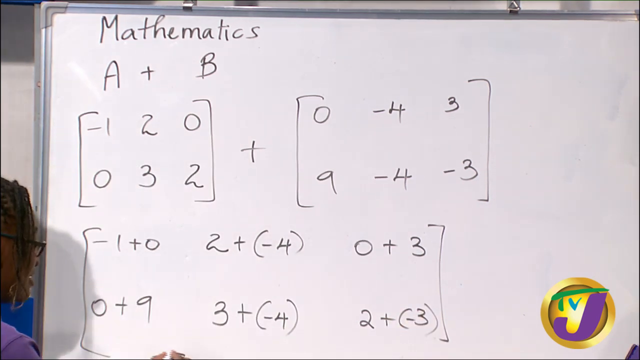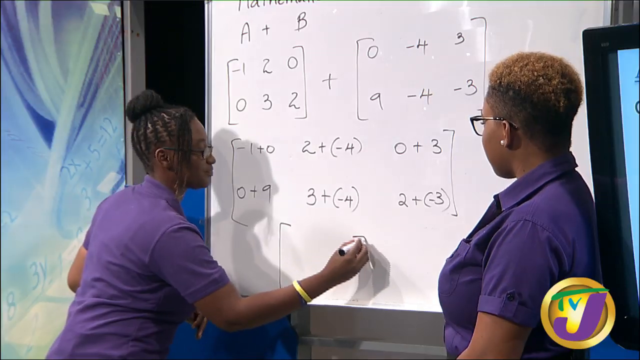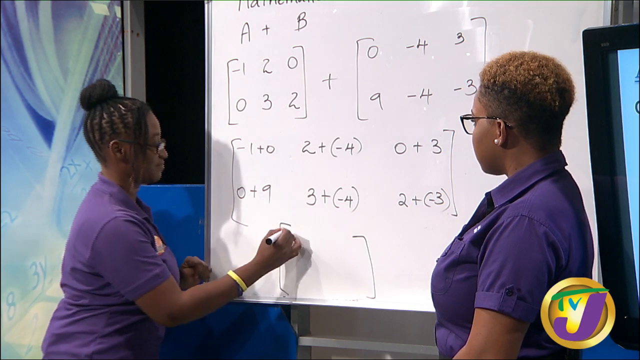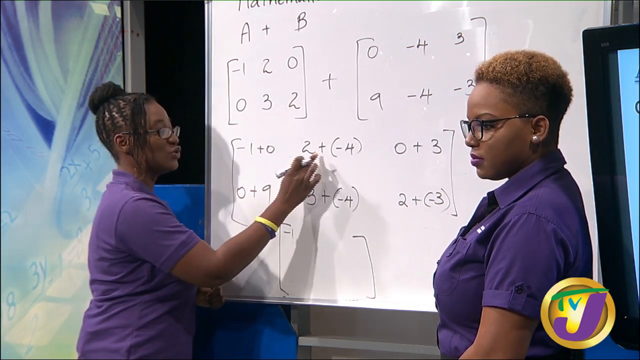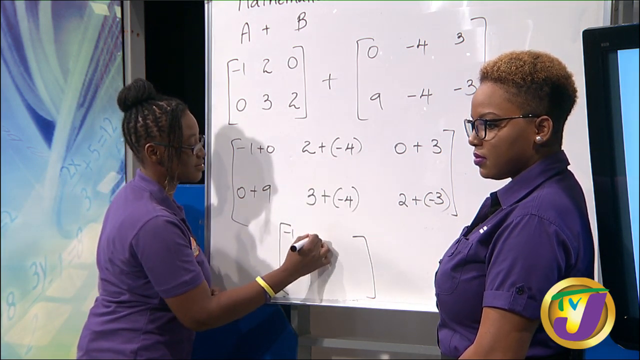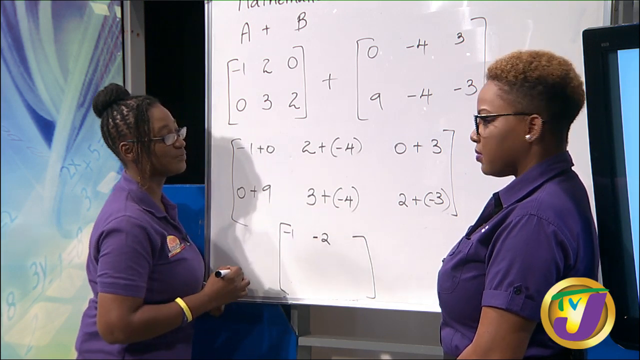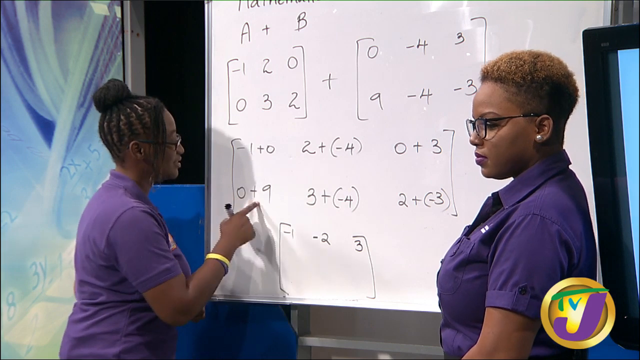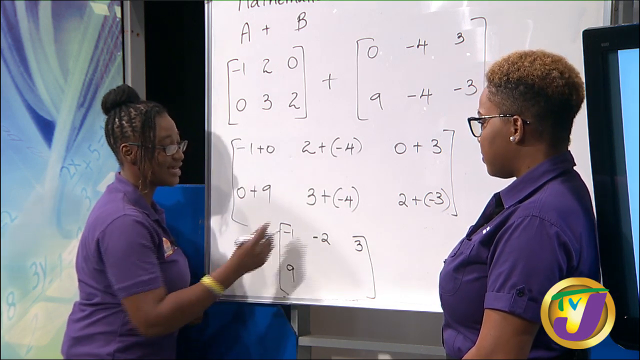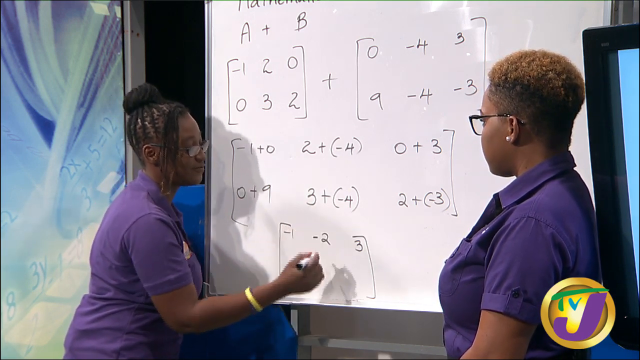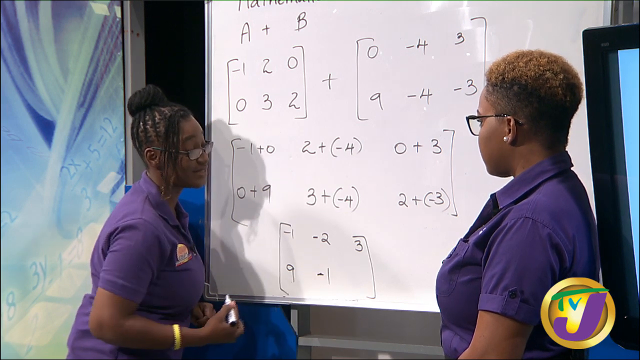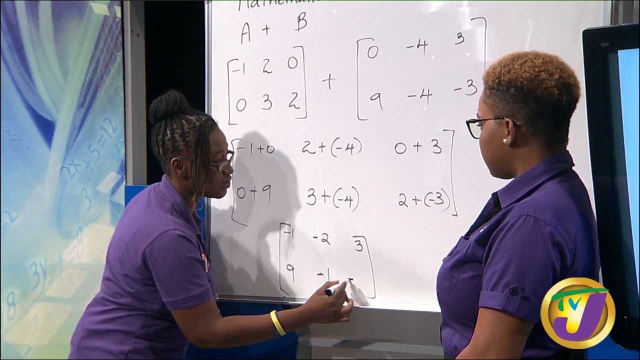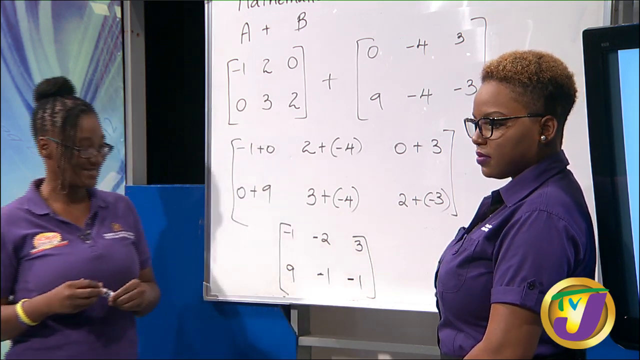I think I'm ready for the answer now. Negative 1 plus 0 is negative 1. 2 plus negative 4 is negative 2. 0 plus 3 is 3, of course. 0 plus 9 is 9. 3 plus negative 4 is negative 1. And 2 plus negative 3 is also negative 1.